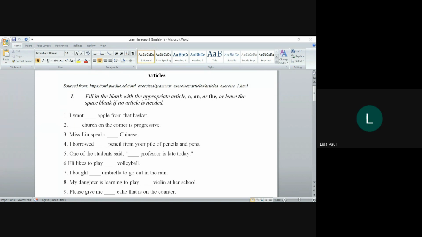Now, fifth one. One of the students said, dash professor is late today. I think the professor. You could either omit the article here, say professor is late today, right? Or you could say the professor is late today. It does not make much of a difference in your understanding. When you say the, you're giving it more specificity. You're telling the specific professor is late today. If you're omitting the article, then you're being more general.